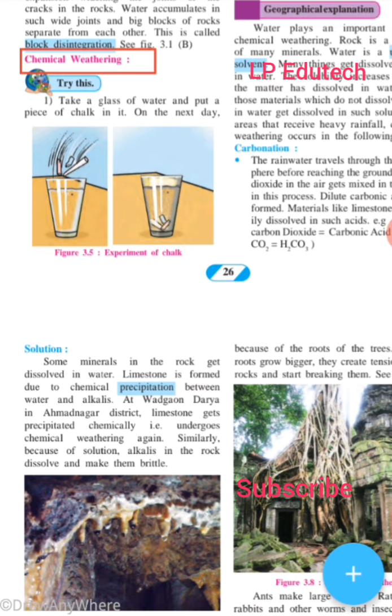What happened to the chalk? The chalk dissolved in the water. As we know, water is a universal solvent, so it gets dissolved.